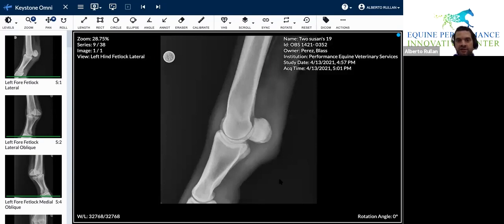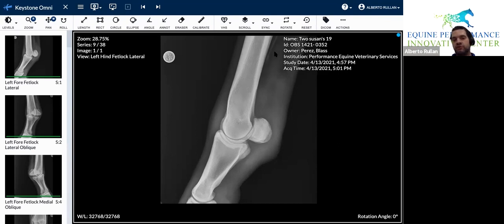Now this is a hind fetlock. The hind fetlock is slightly different than the front fetlock. After a while, you're going to notice some subtle differences in the sesamoid shape, and some subtle differences in the cannon bone right here. And that's a way you can tell it's a hind fetlock versus a front fetlock.